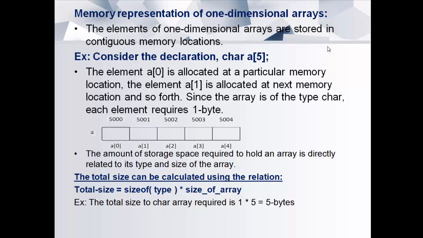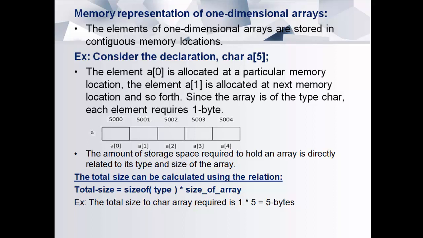At the position of A of 0, the element is located at a particular memory location. Similarly, the element A of 1 is allocated at the immediate next memory location, and so on until the last element of the array. Here I am taking the data type as char. Char is the character data type. It needs only 1 byte of space.